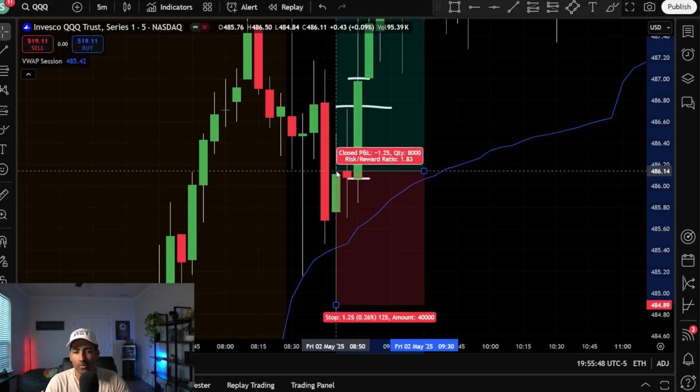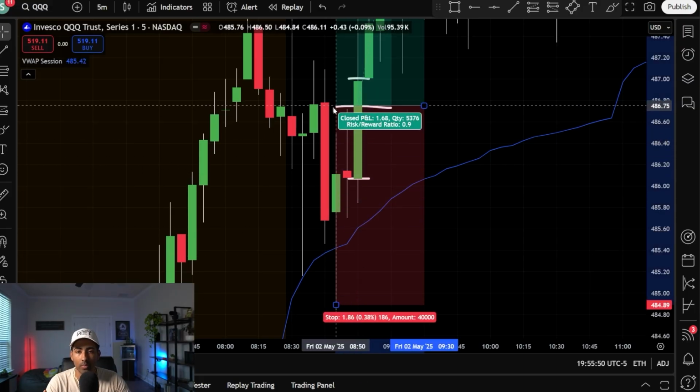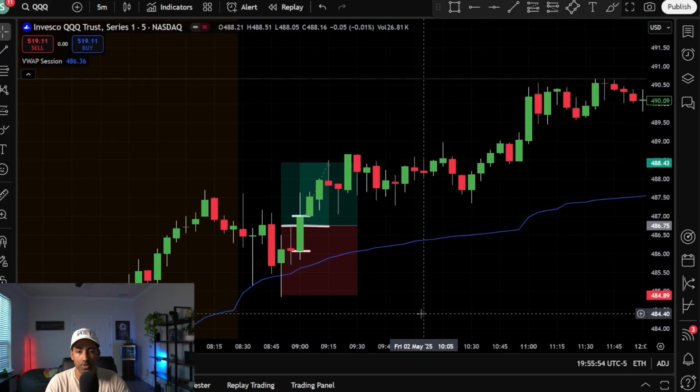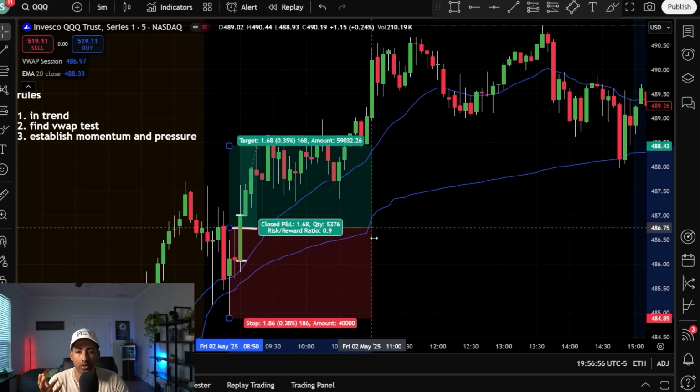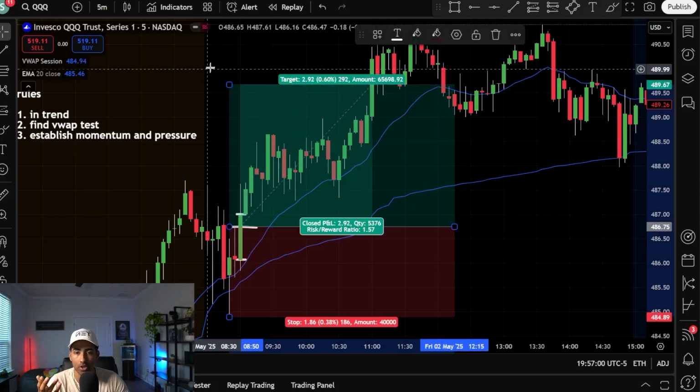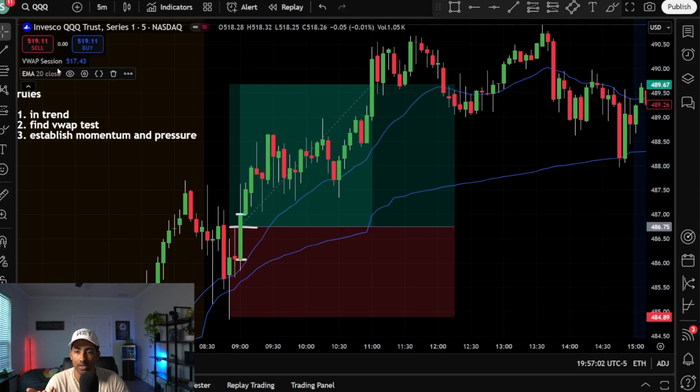So I would enter right here the moment that we break these highs. That gives me a lot more of an understanding of where price is most likely going to go. And for your target, there's a few things you can do. The first thing would be to put the 20 EMA on your chart and just hold until we break the other side of that 20 EMA.